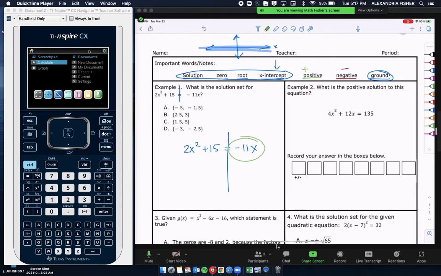In my opinion, it's easier to move one thing. So what's the opposite of negative 11x? Positive 11x on both sides. This goes away, and you just write your new equation. So you just copy this and copy the bottom one. So 2x squared plus 15 plus 11x.